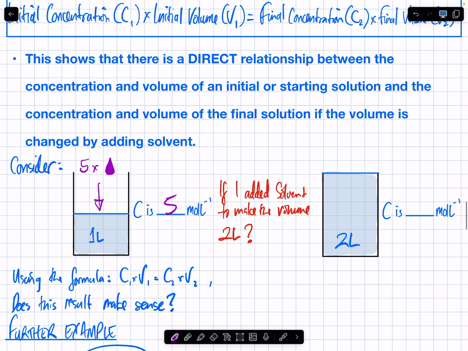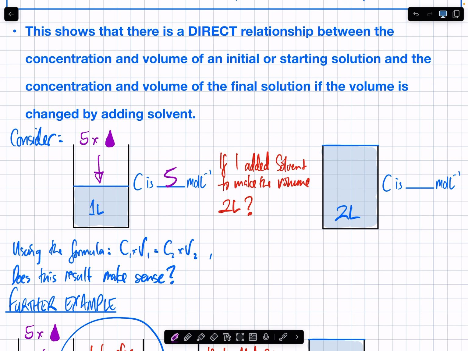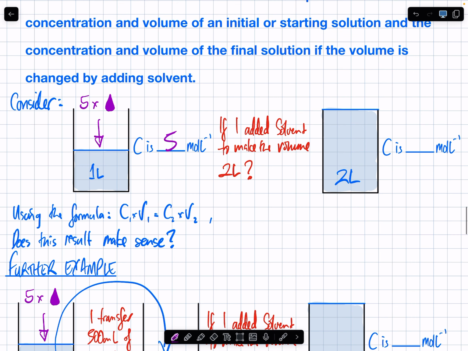I don't know, you probably know because you're Ignites, you know what the concentration is already, but you have a formula for this. Use the formula. What is the initial concentration? What was it before I added the water? It was 5 times by. What was the initial volume? It was 1 equals C2. I don't know, so I leave it unknown. Times by. What volume is it now? 2. Do the math. I teach you for maths.